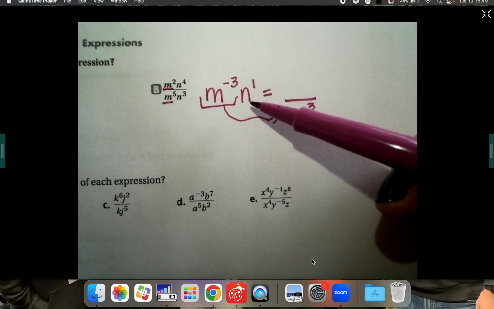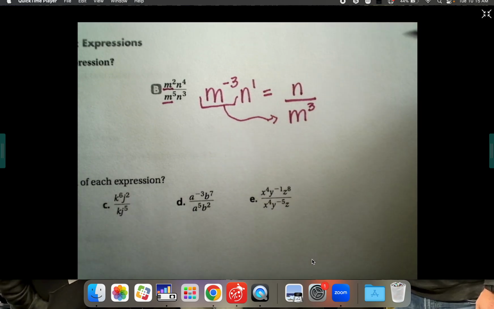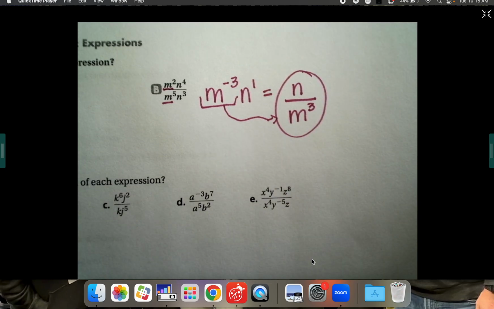N is still up top. It does not need to flip, so N is going to stay there. And you do not need to put the first power. Anytime you have a 1, we're just going to leave it hidden and visible. So N over M to the third is your final answer.